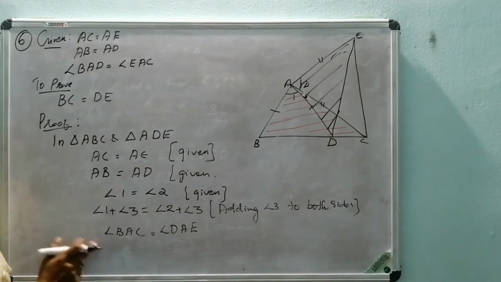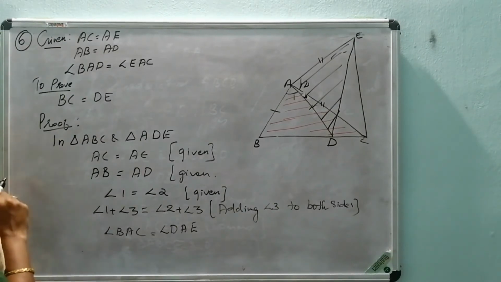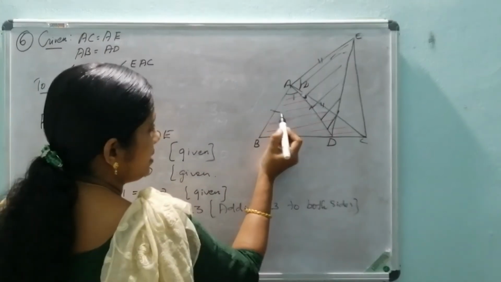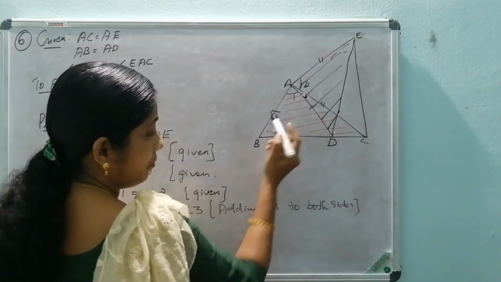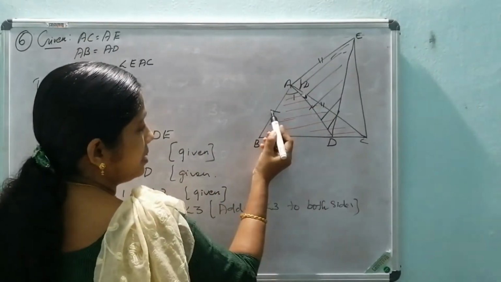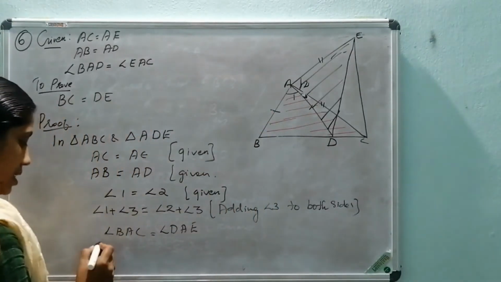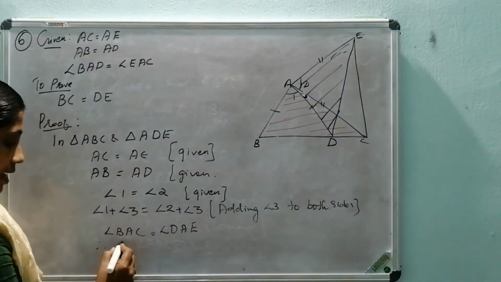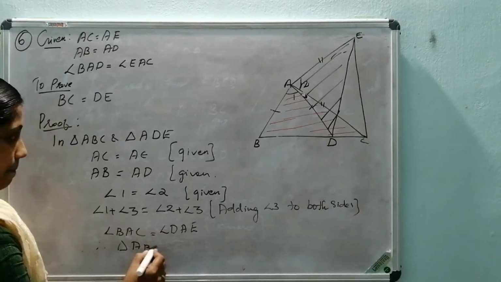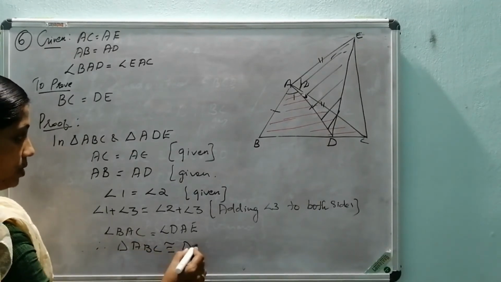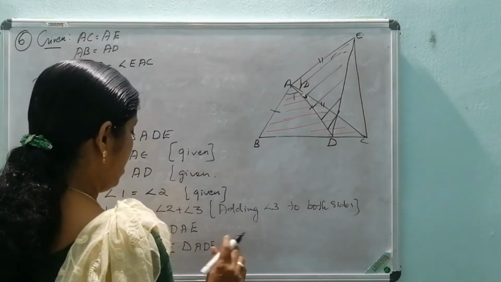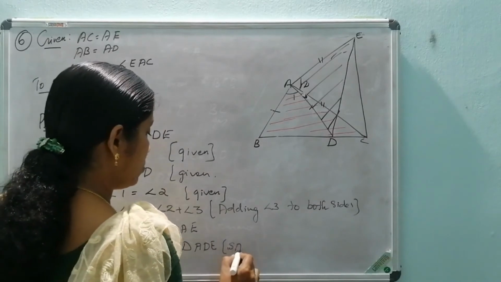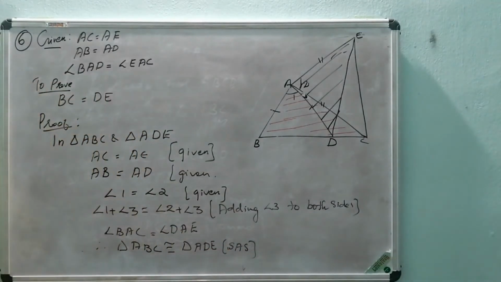We can check whether this angle is the included angle or not. Like AC, AB. AB is this side, AC is this side. Then this is the included angle, isn't it? We take one triangle and check it. AC, AB, then included angle. So we can say that, therefore, triangle ABC is congruent to triangle ADE. By which rule are we using there? SAS. So we can say that the two triangles are congruent.